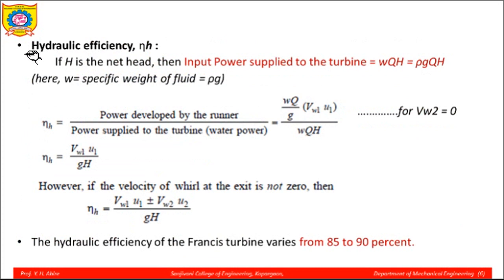Next is the concept of hydraulic efficiency and the other two efficiencies. So, the formula of hydraulic efficiency and all the efficiencies remains the same for all hydraulic turbines. Hydraulic efficiency is nothing but a ratio of power developed by the runner to the power supplied to the turbine at the inlet. Now, power supplied to the Francis runner at the inlet is nothing but water power, right? So, input power supplied to the turbine is given by water power, by the formula rho g QH or gamma QH, where gamma here represents specific weight of the fluid.